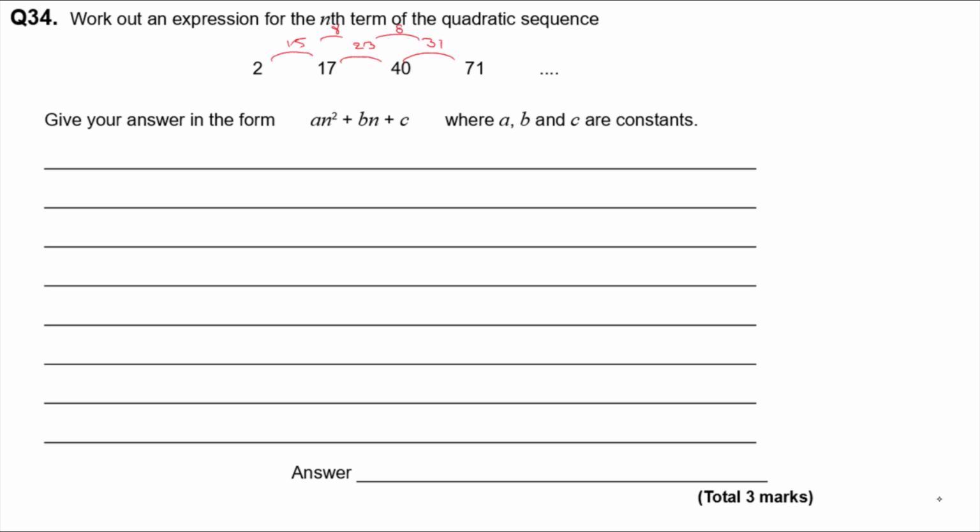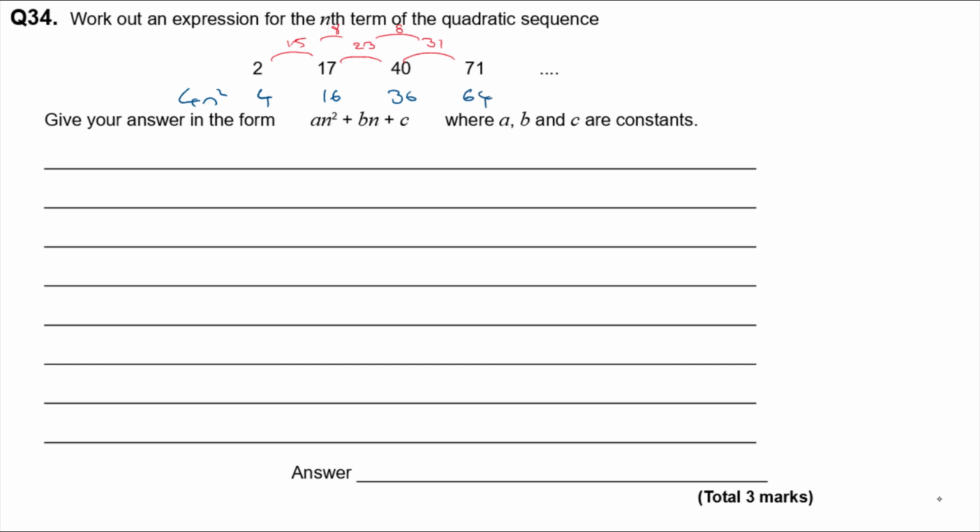Okay, so the squared term then, half of 8 is 4, so I'm going to get 4n squared, aren't I? 4n squared for my nth term part. So then 4n squared, when n is 1, is 1 squared times 4, which is 4. When n is 2, n squared is 4, times 4 is 16. When n is 3, I get 9 times 4, which is 36. And when n is 4, I get 16 times 4, which is 64.